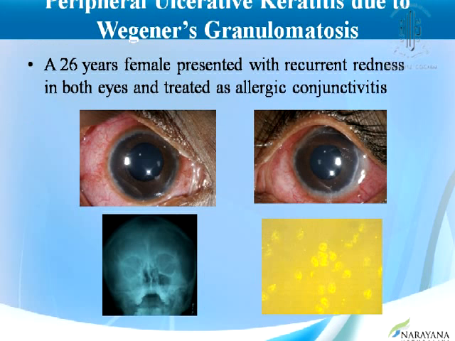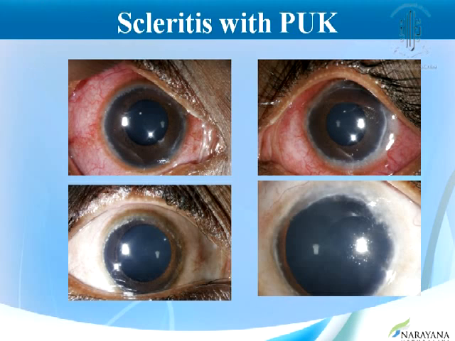Here is a case of peripheral ulcerative keratitis, which was discussed by Somshila. A 26-year-old female presented with recurrent redness in both eyes and was treated as allergic conjunctivitis elsewhere. On evaluation, the patient had scleritis with peripheral ulcerative keratitis. Systemic evaluation showed right maxillary sinusitis with a positive C-ANCA. This patient was treated with IV methylprednisolone along with IV cyclophosphamide therapy. Following one infusion, you could see the resolution of the lesions in both eyes.